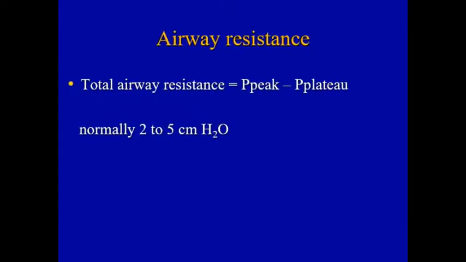So now coming to airway resistance. How is this airway resistance calculated? Total airway resistance is equal to peak airway pressure minus plateau pressure. So the normal difference should be around 2 to 5 centimeters of water.